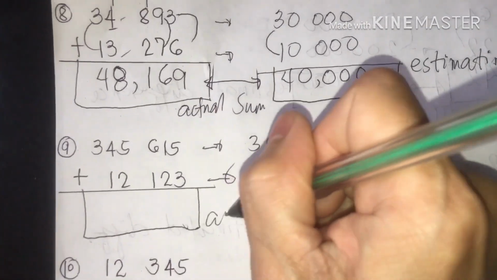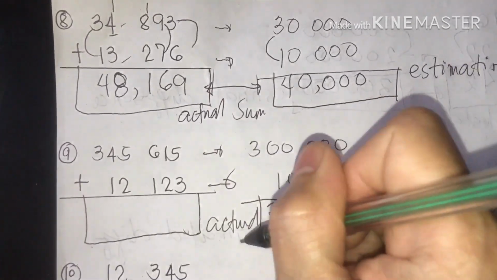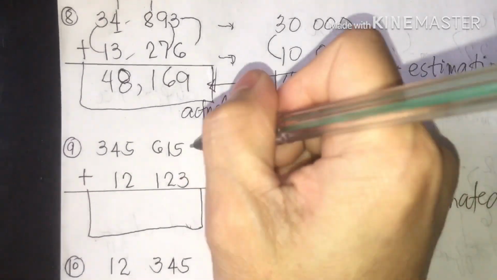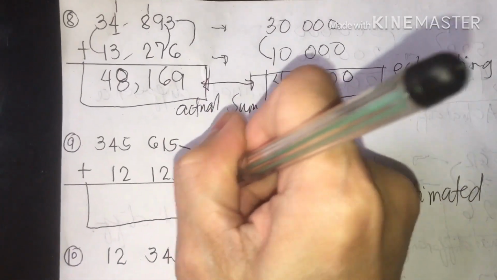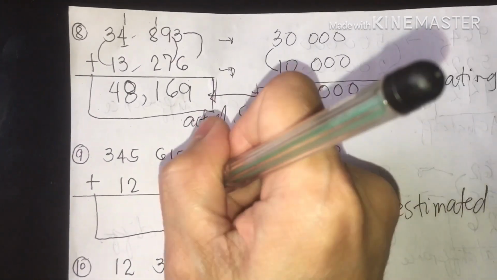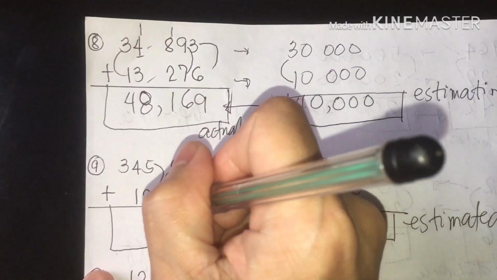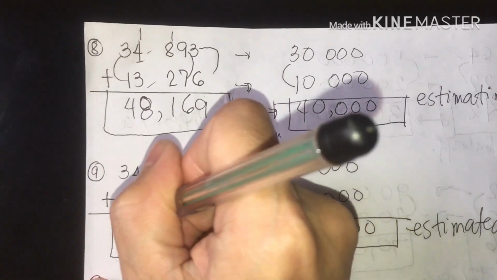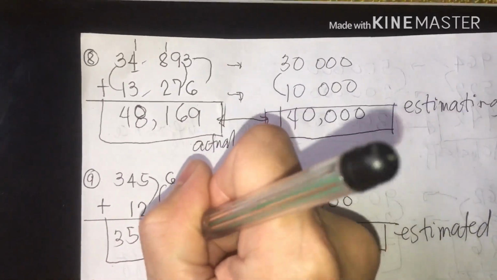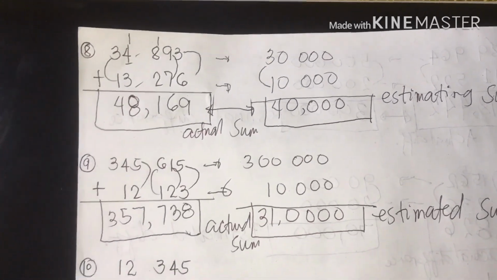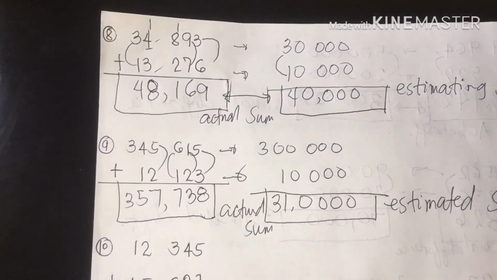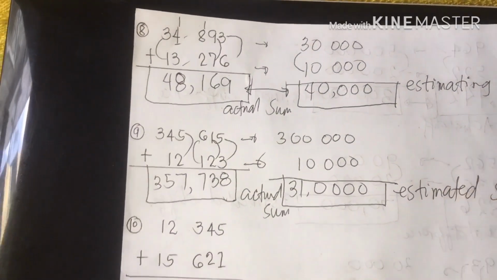This one is actual sum. 5 plus 3, so we have 8 class. 1 plus 2, we have 3. 6 plus 1, we have 7. So 5 plus 2, we have 7. 4 plus 1, 5. So 3. So we have 357,738. So our estimated sum is 31,000.